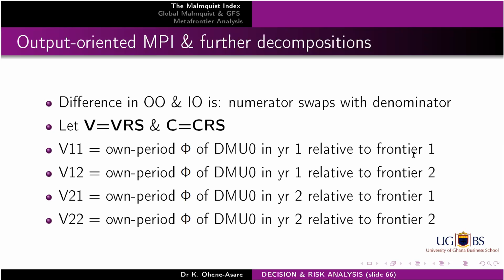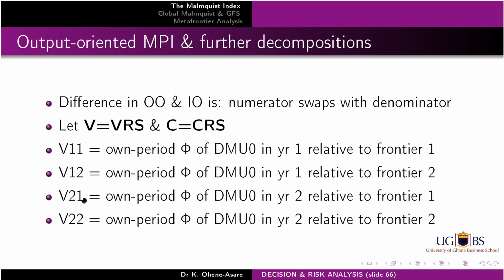So the efficiency of a firm in year 1 relative to frontier 1 is V11. But if you look at V12, V12 means the efficiency of a firm in year 1 relative to frontier 2. So year 1 relative to frontier 2.